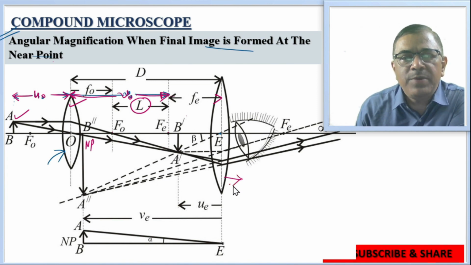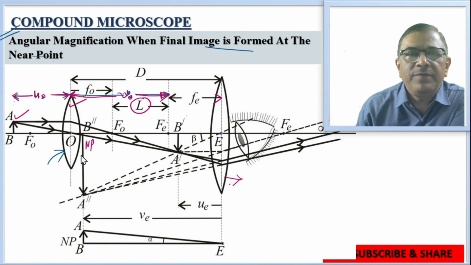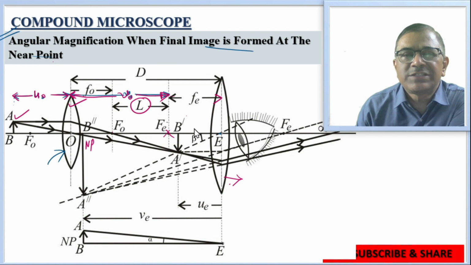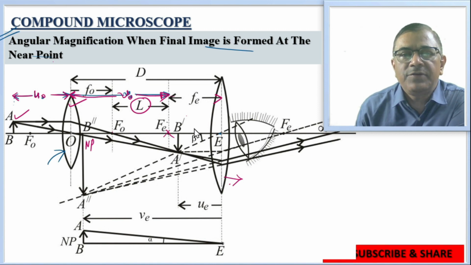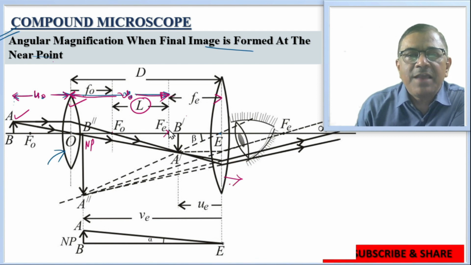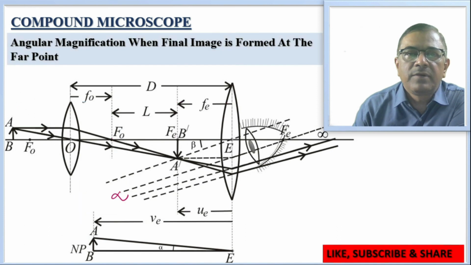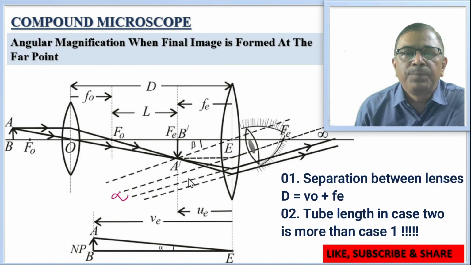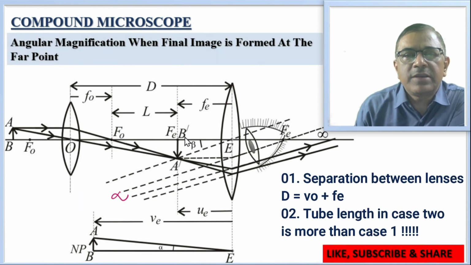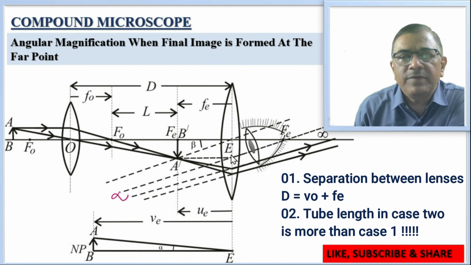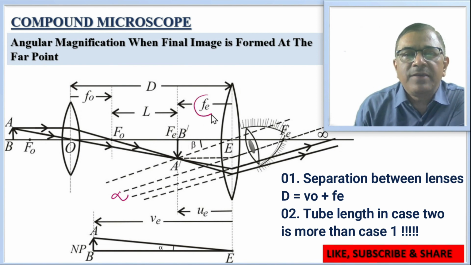As we slide the eyepiece away from the objective lens, what happens? The first focus of the eyepiece also slides towards the right hand side. So slide this eyepiece till Fe coincides with B', and once this happens, the final image is formed at infinity, as can be seen in this ray diagram. The distance of object A'B' from the eyepiece is the same as Fe.